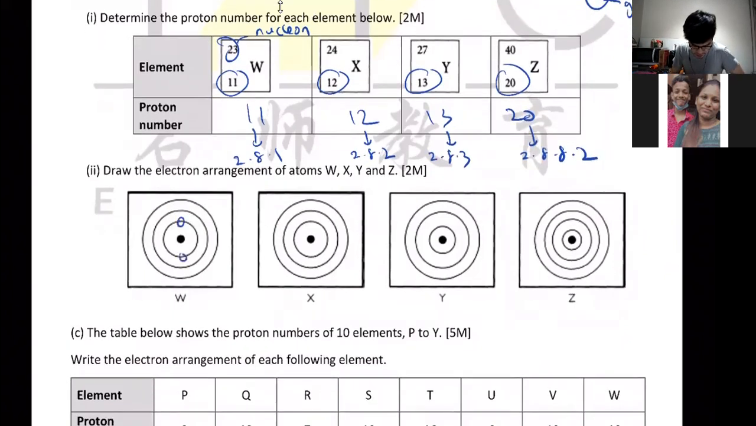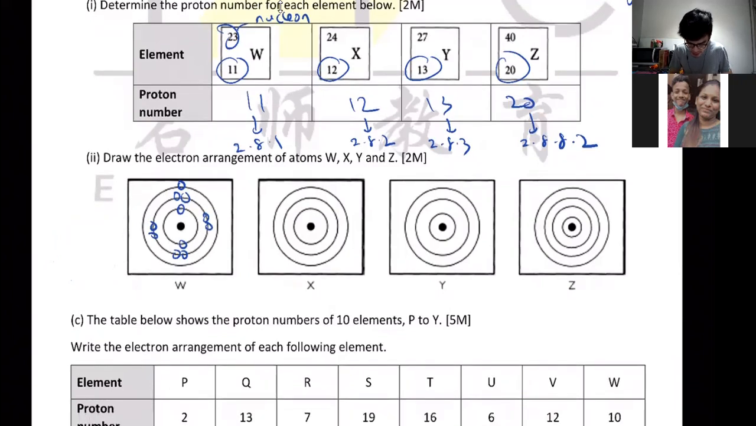Okay, 2, 8, 1. And please remember, draw your electrons in pairs. Can you see? Pair. Please don't be cute and draw your electrons like this. You're not drawing a clock, please. Draw it in pairs. They are always in pairs. Don't ask me why, because that's the way it is.